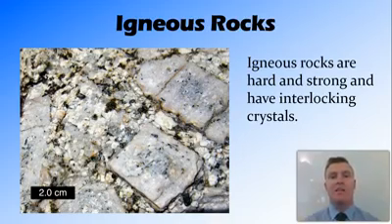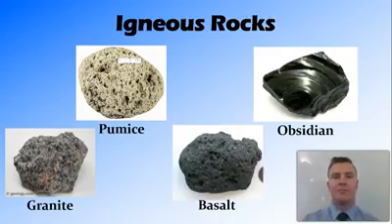Some of the properties of igneous rocks is that they're strong and hard, and more importantly they have interlocking crystals. The reason they have interlocking crystals is because when that molten rock cooled and the crystals grew, these crystals formed. So because it all formed at the same time, these crystals interlock with each other. Some examples of igneous rocks include pumice, basalt, obsidian and granite. And the thing that matters here is the minerals that are in that molten rock when it cools, as well as how quickly that molten rock cools.